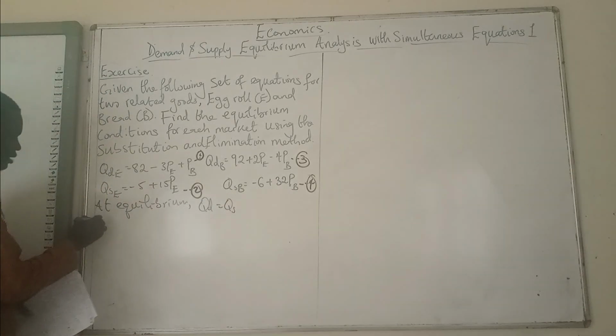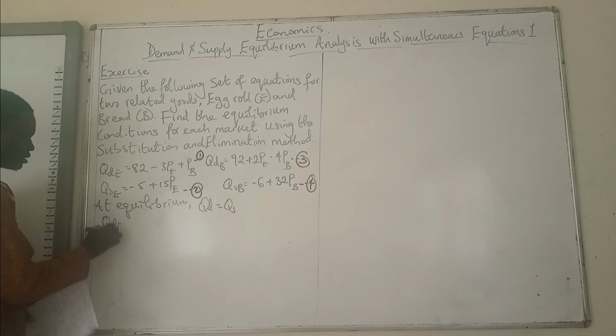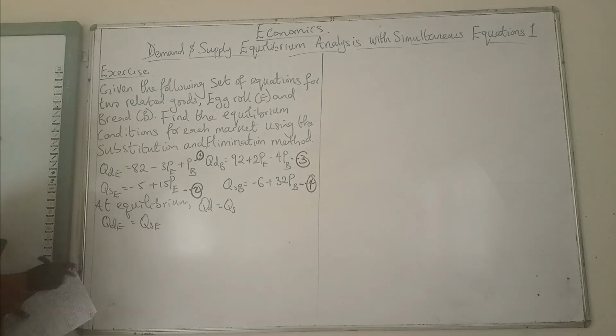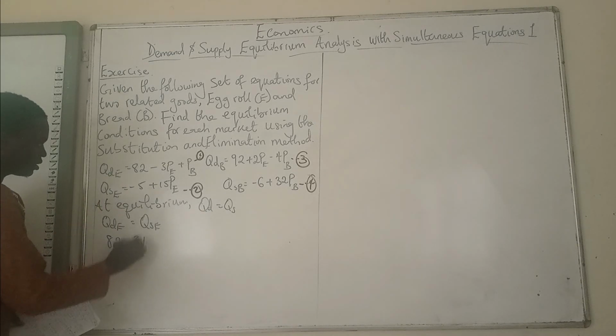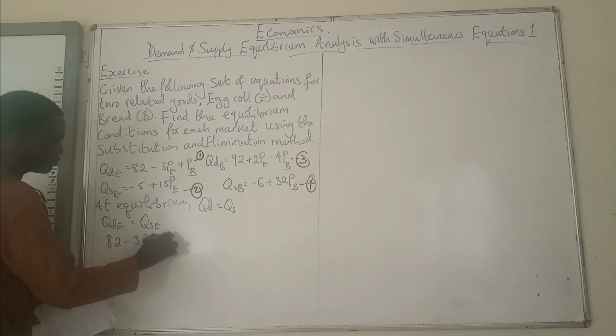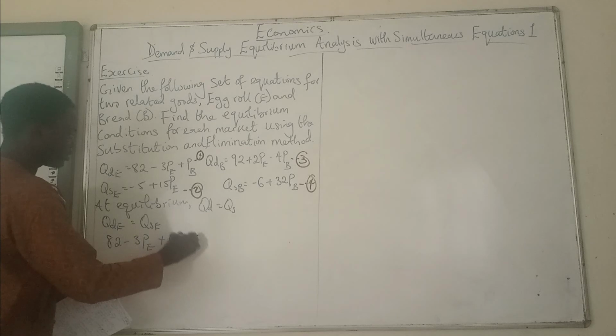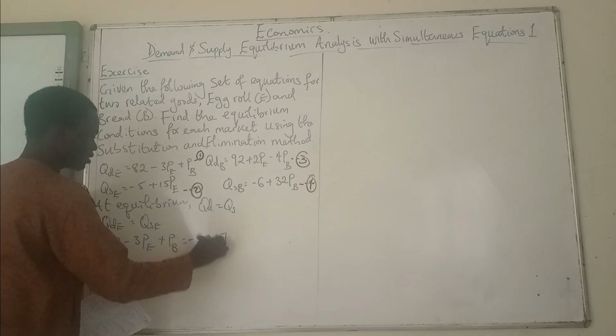Right, by extension, let's start with the egg roll market. The quantity demanded of egg roll equals the quantity supplied of egg roll. This might be a little bit lengthy, but no problem. So what's the quantity demanded of egg roll? We have 82 minus 3 PE plus PB equals the supply function, minus 5 plus 15 PE.